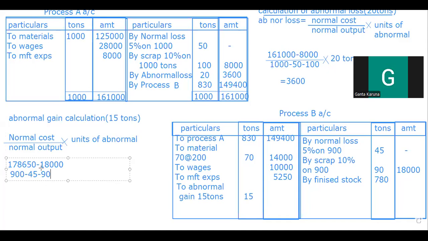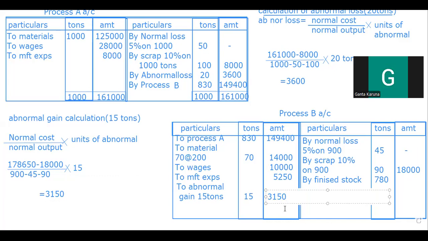Then it is going to be multiplied by the abnormal units. How many units have we got? Abnormal, we got around 15 tons. So multiplied by 15 units, my answer is going to be 3,150. Now this value I'm going to put here, 3,150. Now please add all together once again.